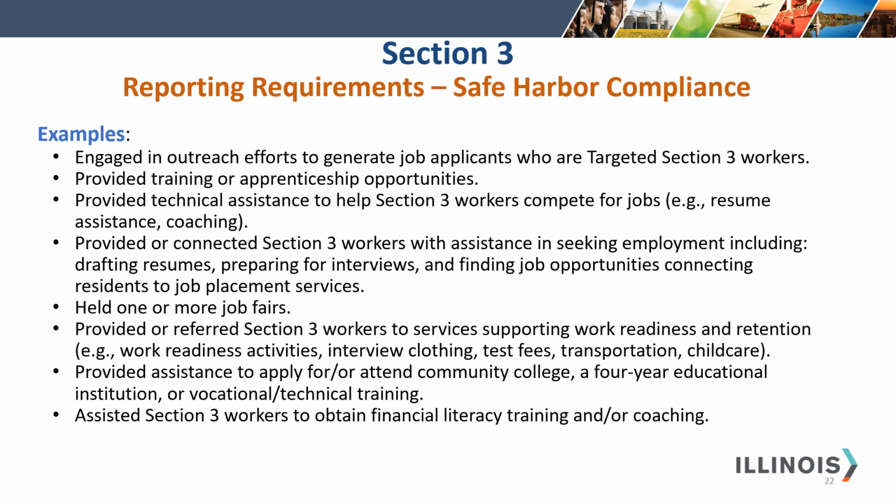Examples of safe harbor compliance and the qualitative efforts that have previously been mentioned: Engage in outreach efforts to generate job applicants who are targeted Section 3 workers. Provide training or apprenticeship opportunities. Provide technical assistance to help Section 3 workers compete for jobs. Provide or connect Section 3 workers with assistance in seeking employment, including drafting resumes, preparing for job interviews, and finding job opportunities, connecting residents to job placement services.